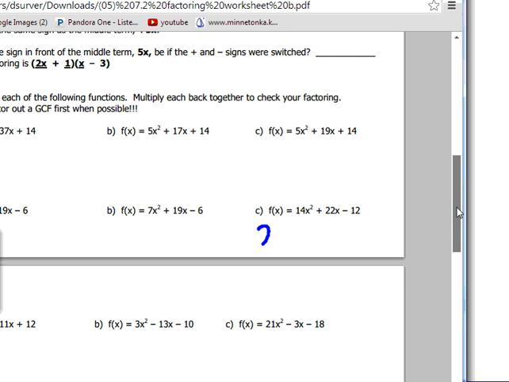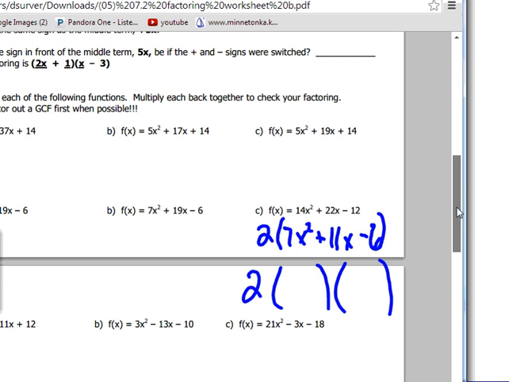Did you get 2 to come out? And then 7x squared plus 11x minus 6. That's the GCF part. Now you got to break it into 2 parentheses. You might say, but I found a different way. If your different way doesn't have a 2 out in front, you didn't factor it all the way.